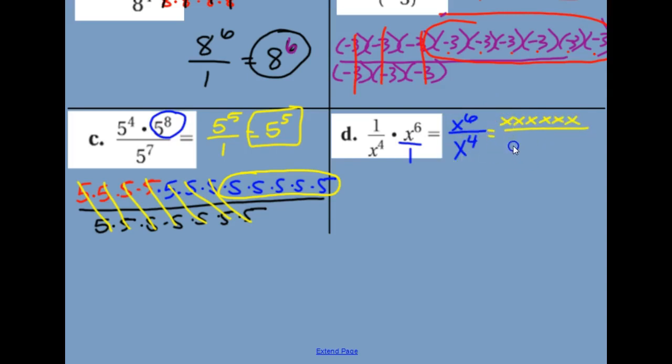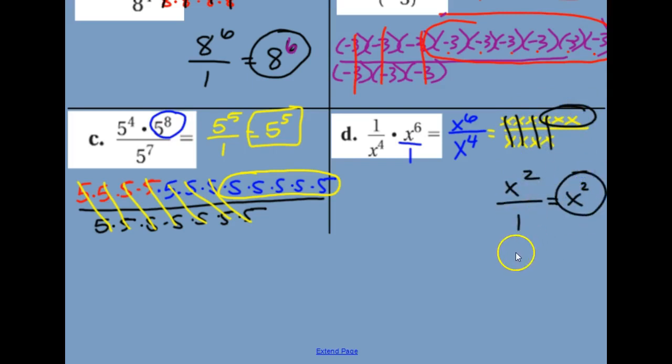And on the bottom this is x 4 times. Well, if we simplify those, x over x is just 1, just like 5 over 5 or 3 over 3. 1 times 1 times 1 times 1. We're left with only x to the power of 2 on the top, which is really just x squared.